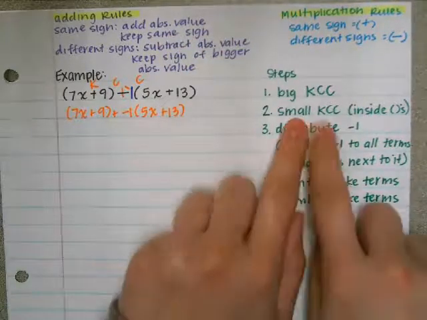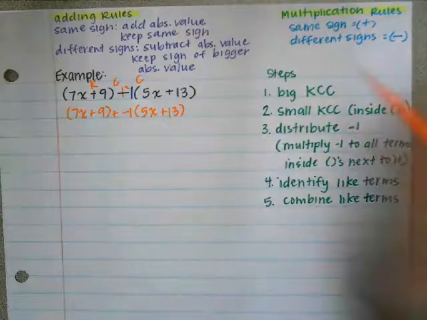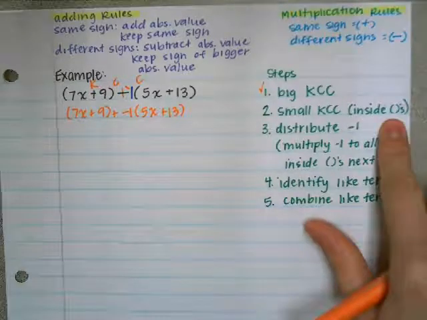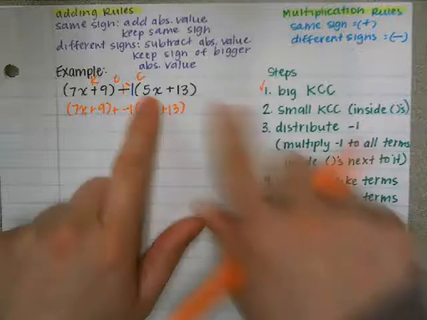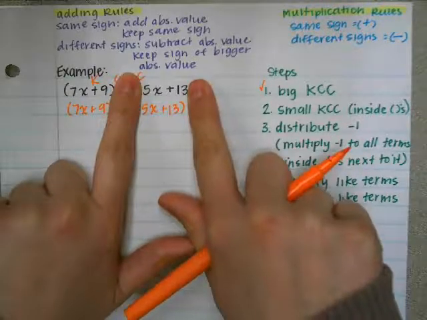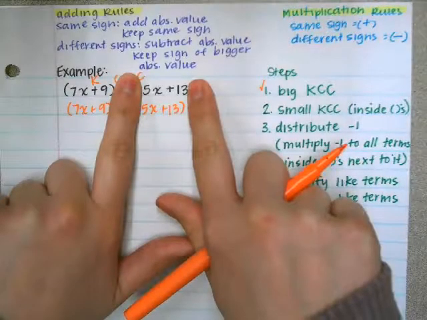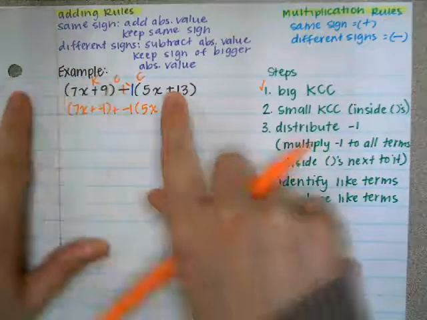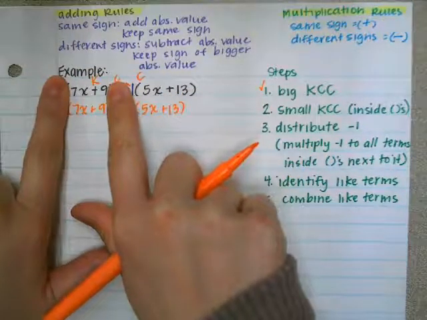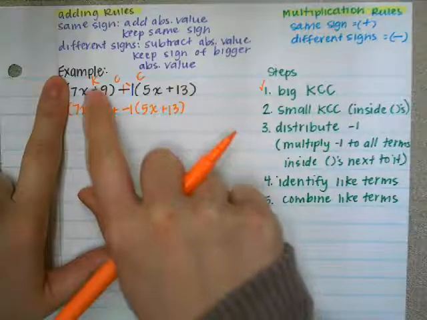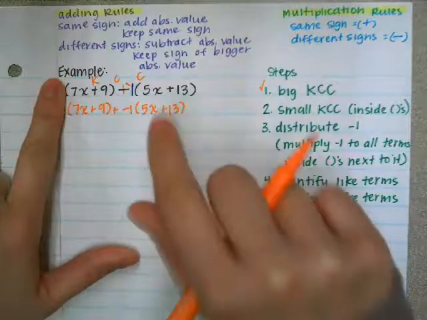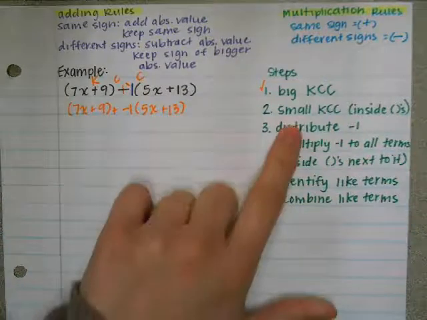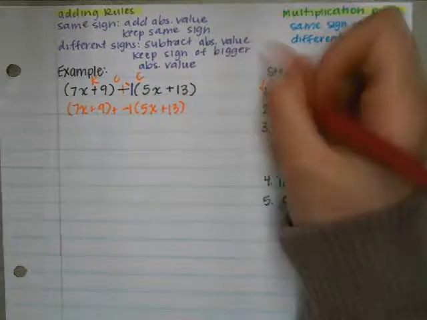Now I need to check, do I have any small KCC? So I'm looking inside the smaller parentheses. So inside here, do I need to use keep, change? No, because there's addition. Do I need to use keep, change here? No, because I have addition. So there's no more keep, change. I don't need to do a small one. We're done with that step.